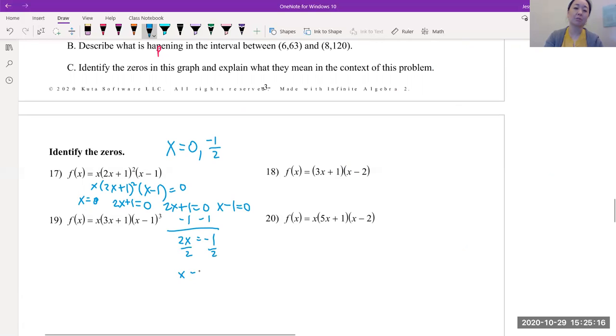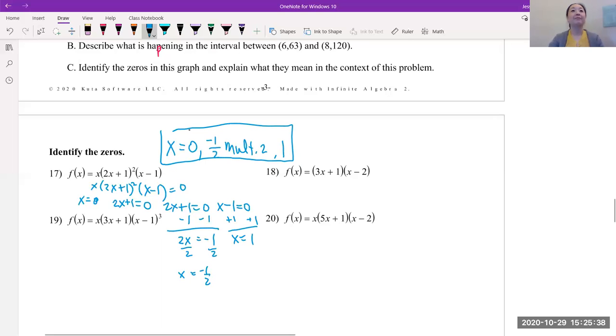So I get x is equal to -1/2. Well, how many times did that happen? I have one here and one there, which means it has multiplicity of 2. That's what that means. And then we got the last one right here. We just add 1 to both sides, right? And what do we get? x equal to 1. Those are the zeros. Okay?